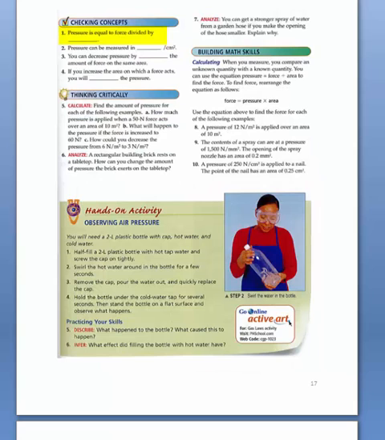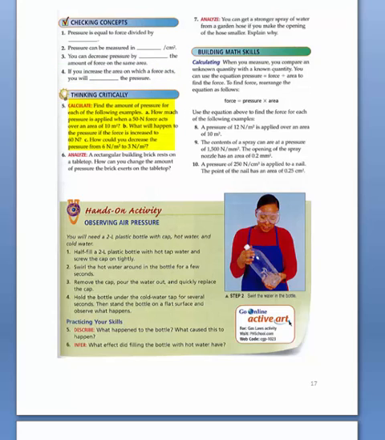Checking concepts. 1. Pressure is equal to force divided by blank. 2. Pressure can be measured in blank per centimeters squared. 3. You can decrease pressure by blank the amount of force on the same area. 4. If you increase the area on which a force acts, you will blank the pressure.